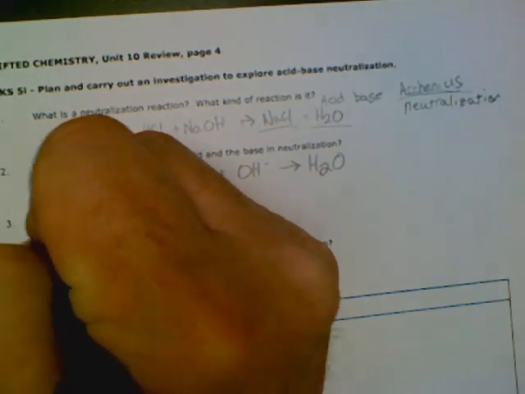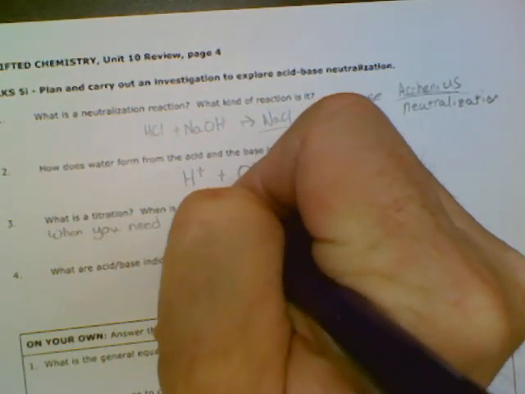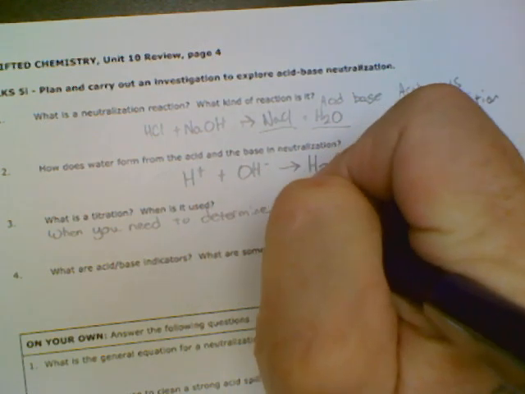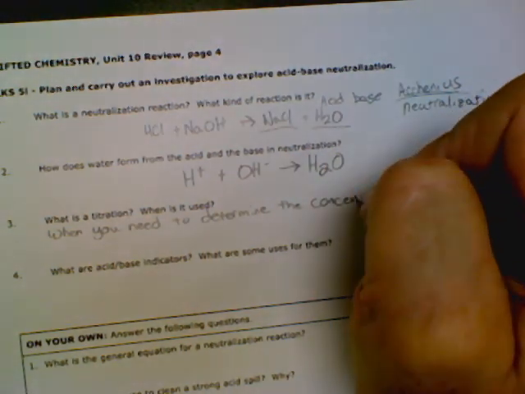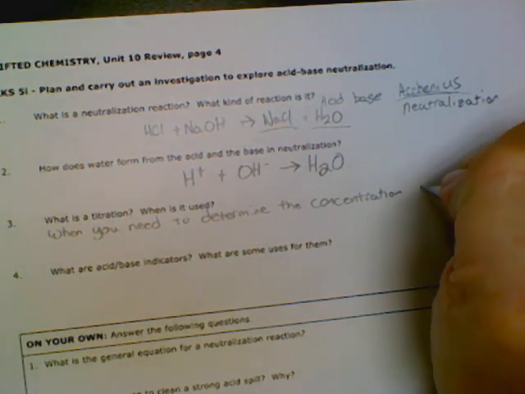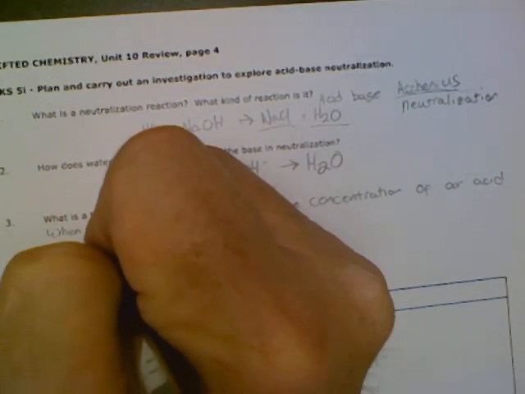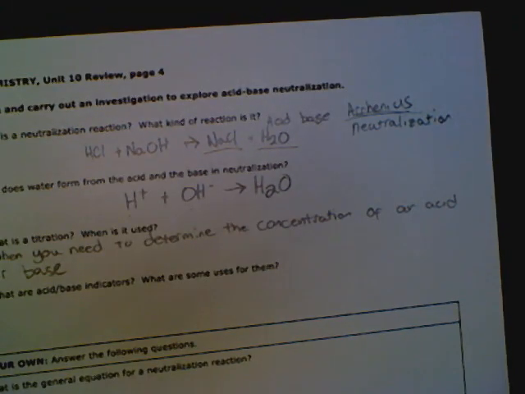What is a titration? When is it used? When you need to determine the concentration of an acid or base. Generically, that is when it's used. A titration is when you add a certain amount of acid or base until you get to an equivalence, so that you have an equal number of moles of acid and base. They will be equal to each other. Once they are equal, then we can put them in MAVA.